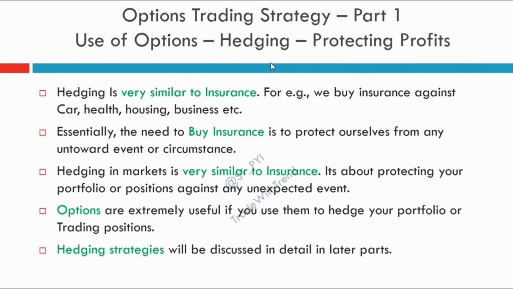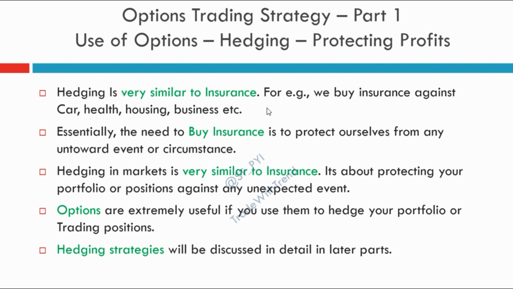The second main use of options is hedging, that is protecting profits. Now, hedging is actually very similar to insurance. Like we all buy car insurance, health insurance, housing insurance, even business insurance. Why do we do that? We do that because we want to protect ourselves from any untoward incidents or events that may come up, right? So that is what options do for you in the stock market. It's very similar to insurance.